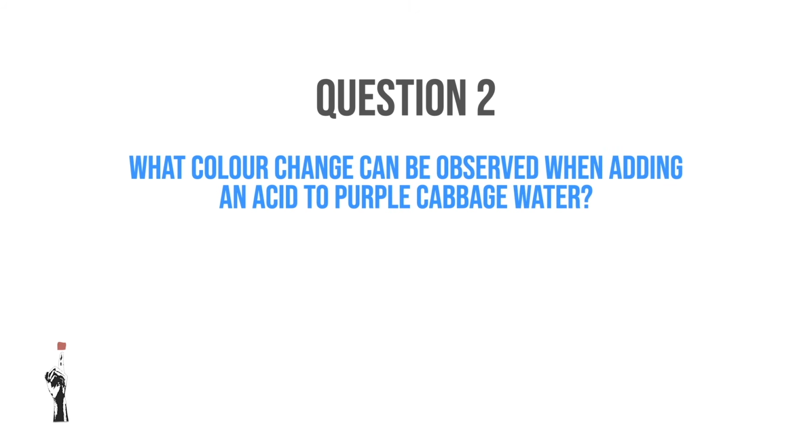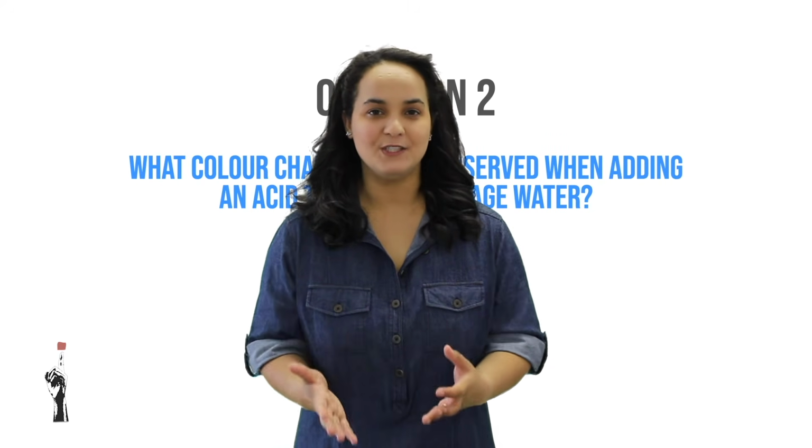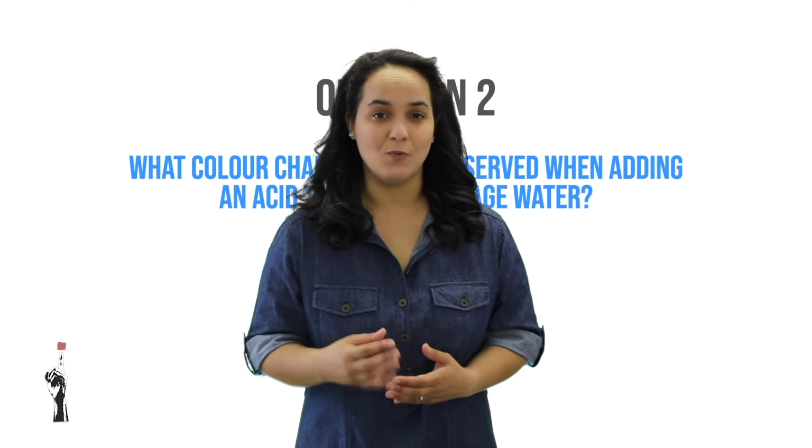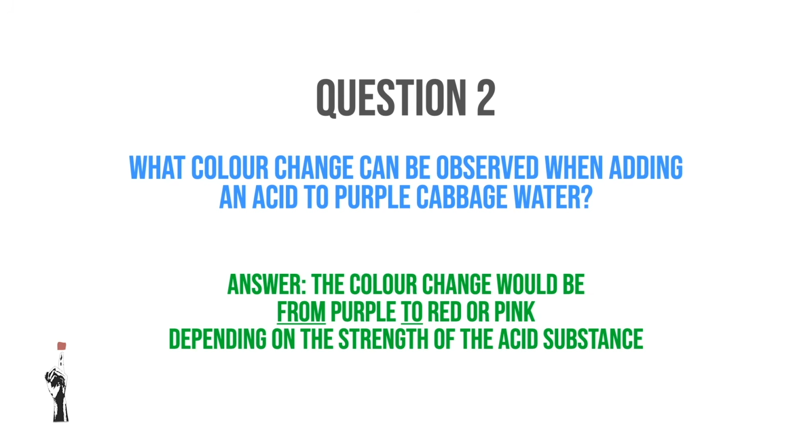Can you remember what color change can be observed when adding an acid to purple cabbage water? In questions like this, we must always state the nature or the color of the substance before the change was observed, and you must only write down what you actually saw happen. In our example, the cabbage water was purple. When adding an acid to purple cabbage water, we will observe a change from purple to red or pink depending on the strength of the acid added.